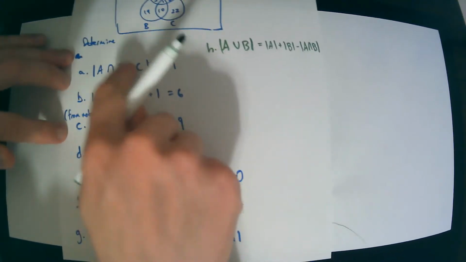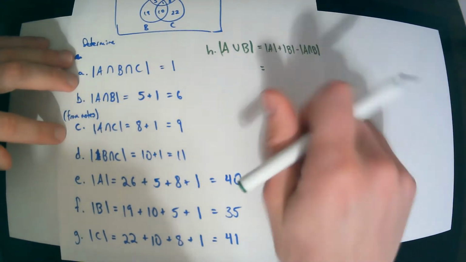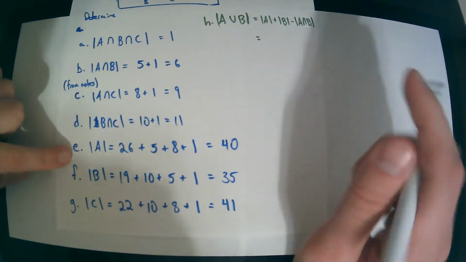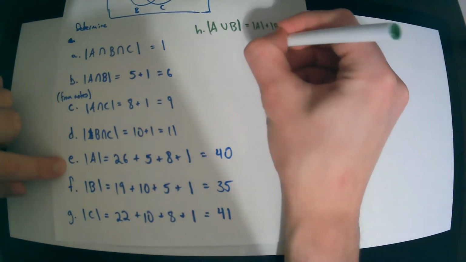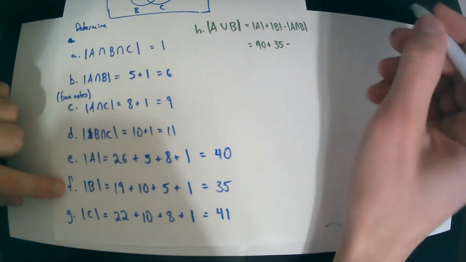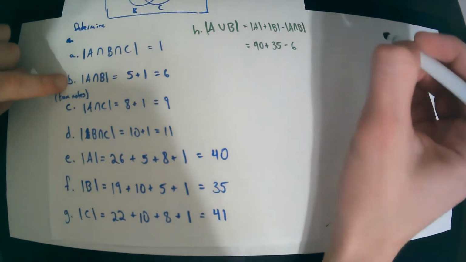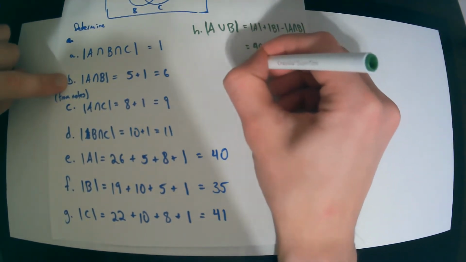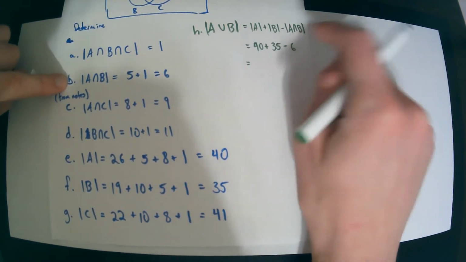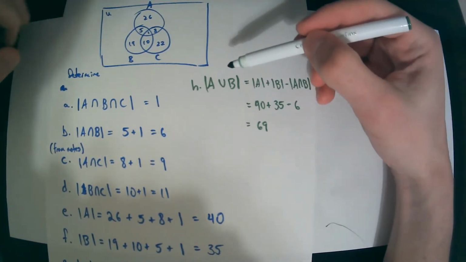So we've already got all of those here, all 3 of these things, and let's see if we just plug in. The cardinal number of A was 40 plus the cardinal number of B, which was 35, minus the intersection, which was 6. Okay, so what is that? 75 minus 6, so that's 69 people in the union of A and B.